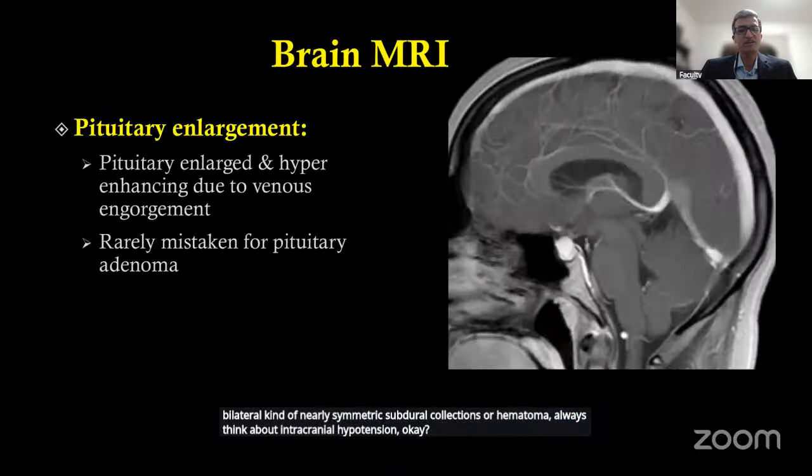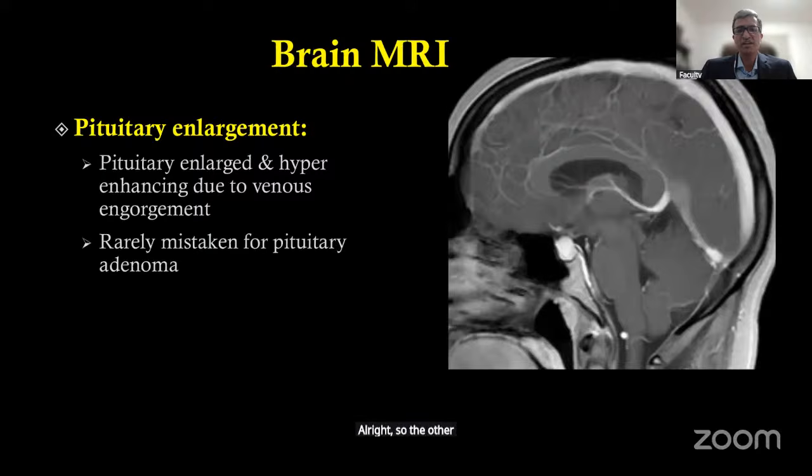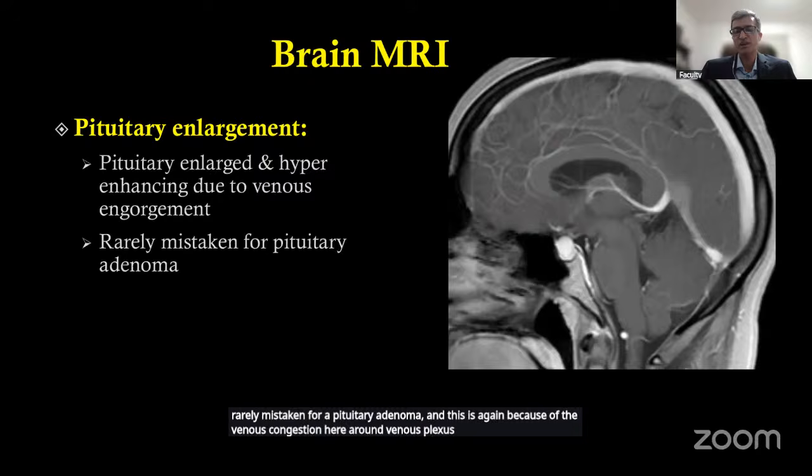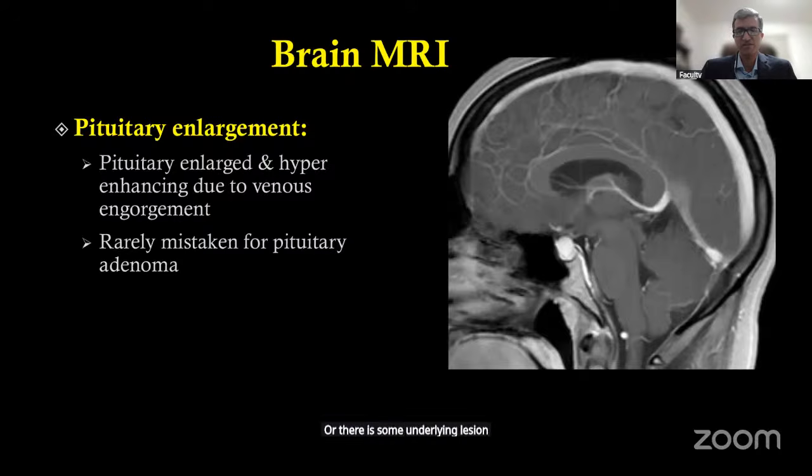All right. So the other imaging finding is pituitary enlargement, which can rarely be mistaken for a pituitary adenoma. And this is again because of the venous congestion, the venous plexus around the pituitary being engorged, giving the appearance as if the pituitary gland itself is bigger or there is some underlying lesion here. Okay. So that's another imaging finding.